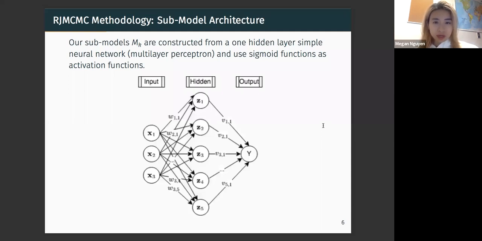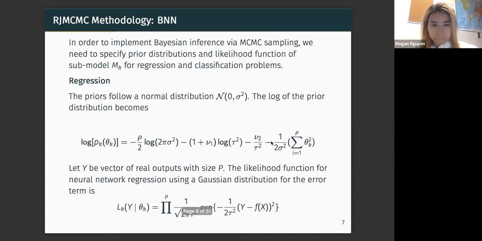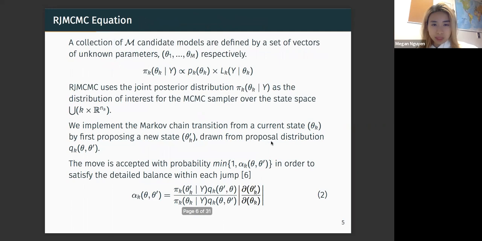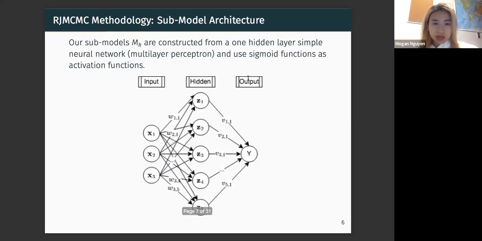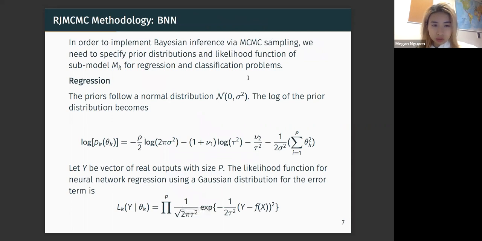Each of our submodels is constructed from a one hidden layer simple neural network, and we use the sigmoid function as the activation function. In order to implement the Bayesian inference via MCMC sampling, as we go back here, we have to specify the prior and the likelihood. We are looking at two types of problems, regression and classification problems.